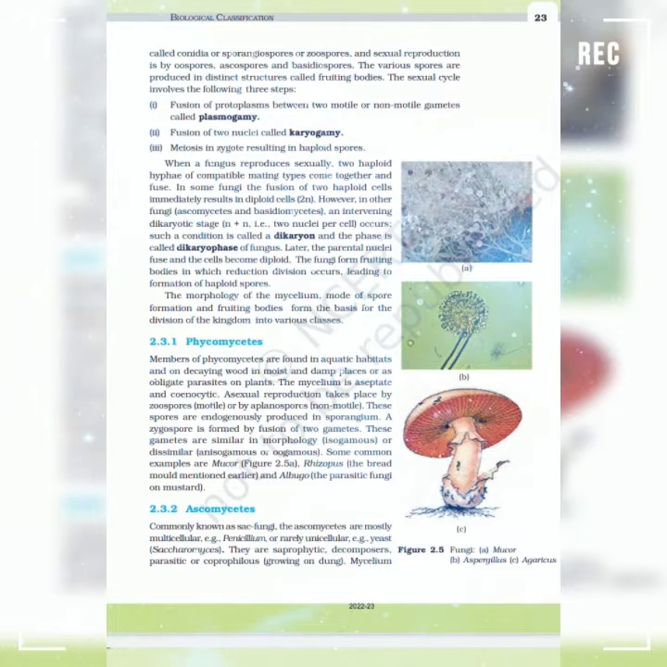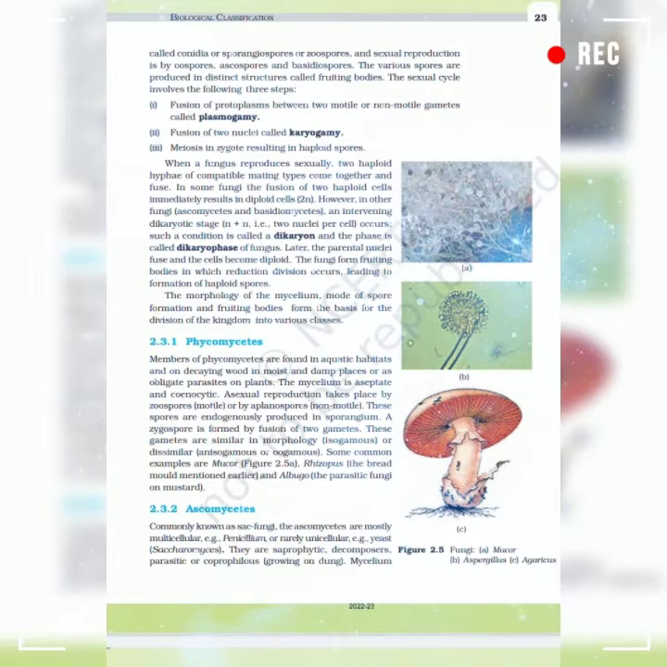The fungi form fruiting bodies in which reproductive division occurs, leading to formation of haploid spores. The morphology of the mycelium, mode of spore formation and fruiting bodies form the basis for the division of the kingdom into various classes.